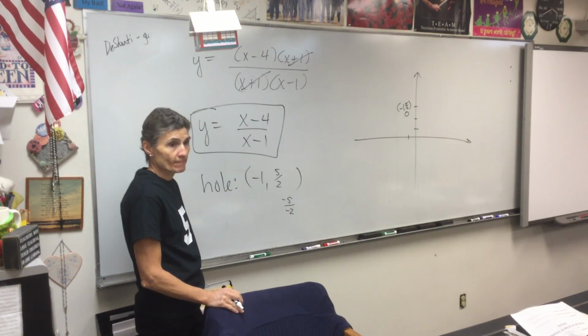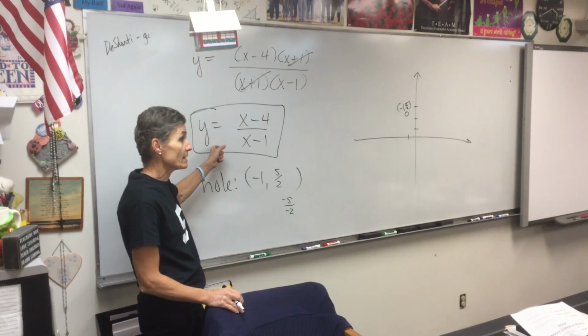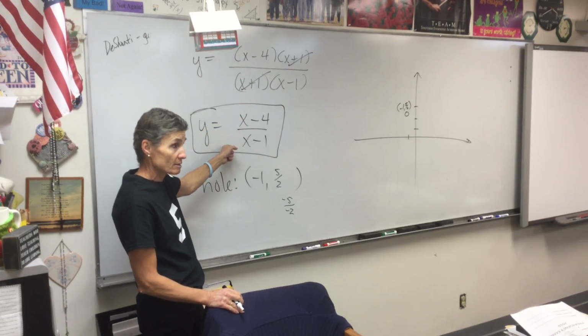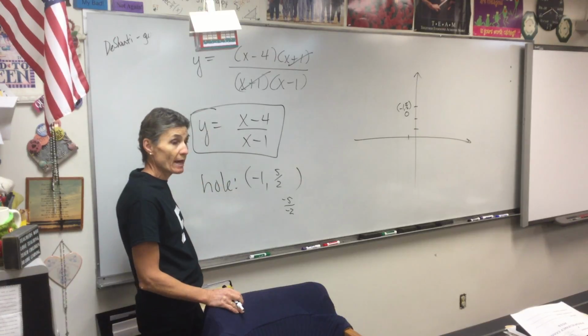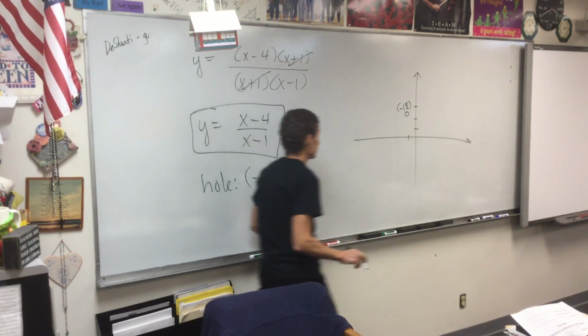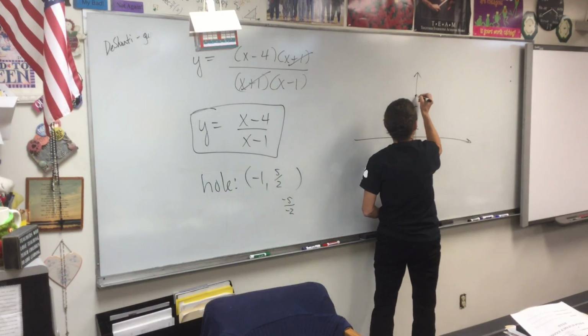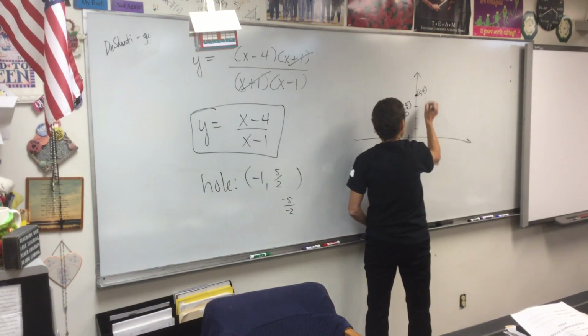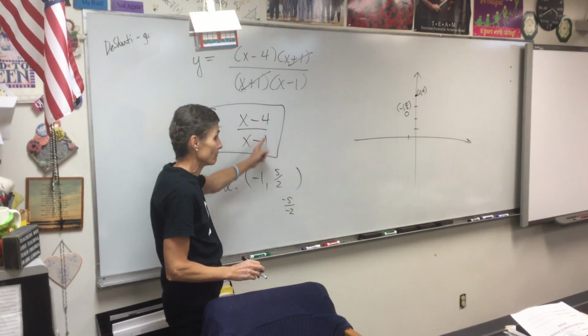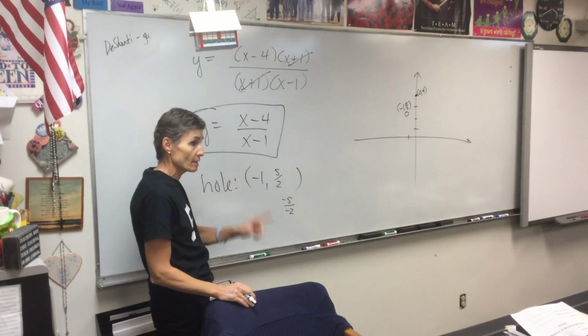Alrighty? Now tell me what else I have. Look right here. Do not look back at the original. Look right here inside the box. What else do I have? Your y-intercept is 0, 4. I have a y-intercept at 4. And she got that by letting x be 0. So she put in 0. She had -4 over -1, which is 4.